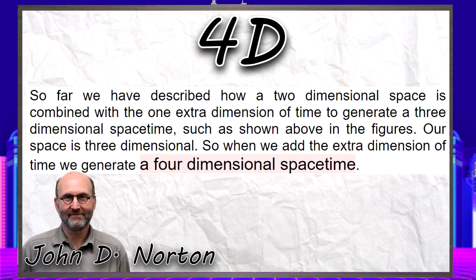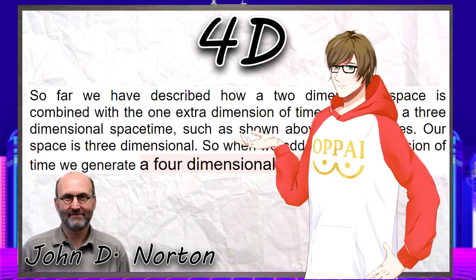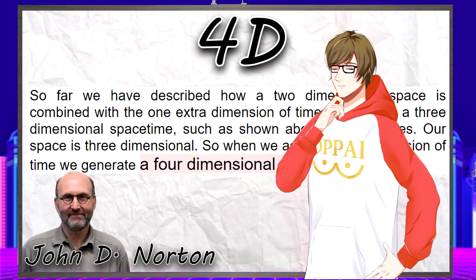So far, we have described how a two-dimensional space is combined with an extra dimension of time to generate a three-dimensional space-time, such as shown above in the figures. Our space is three-dimensional, so when we add the extra dimension of time, we generate a four-dimensional space-time. This is basically what I explained earlier. The addition of a temporal dimension is what differentiates a 3D space from a 4D space-time, and moving across the four axes of a space-time allows one to move across not just the space, but the time part of space-time.